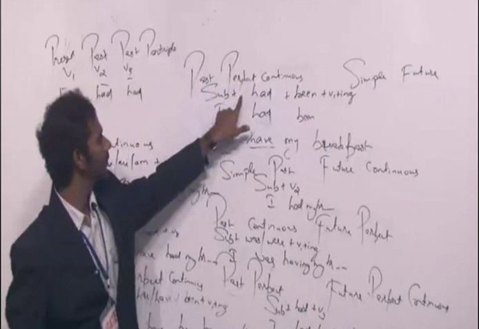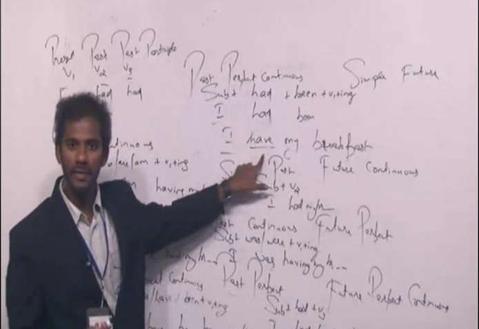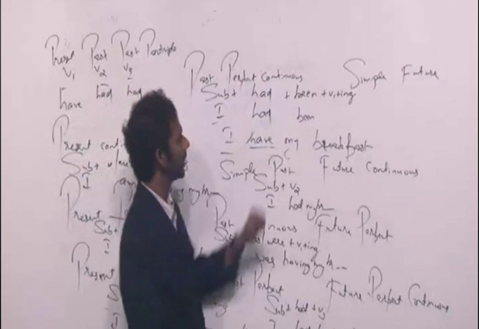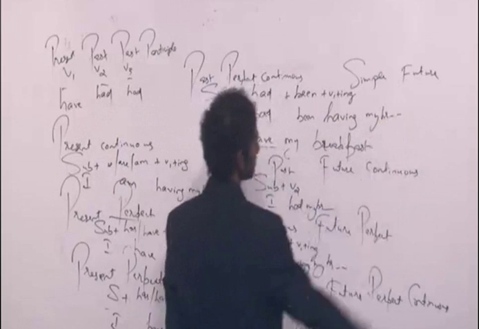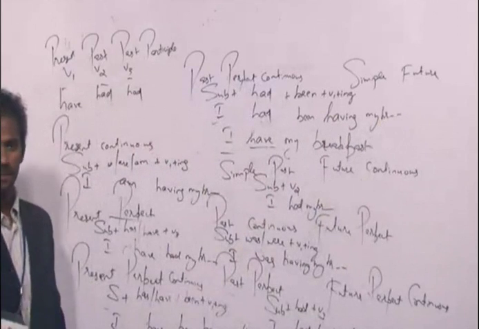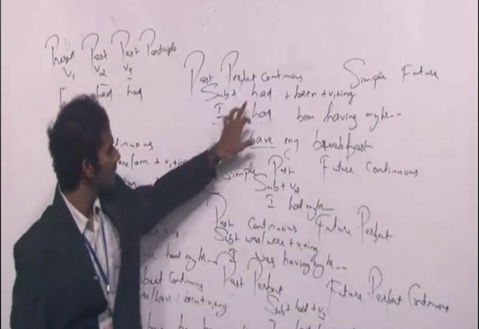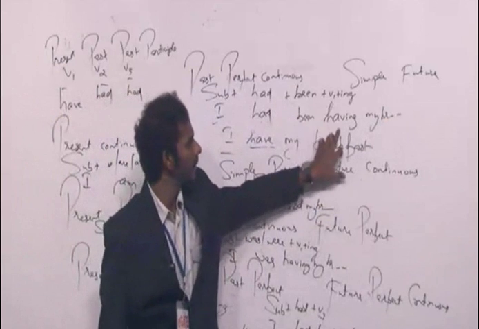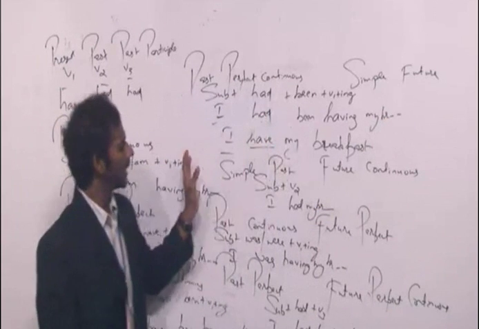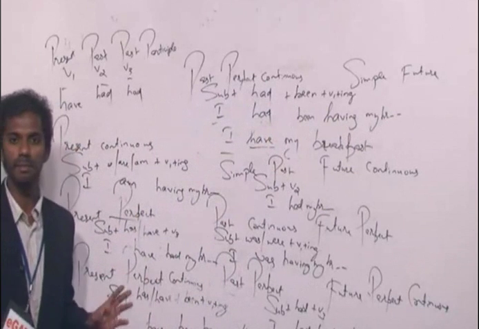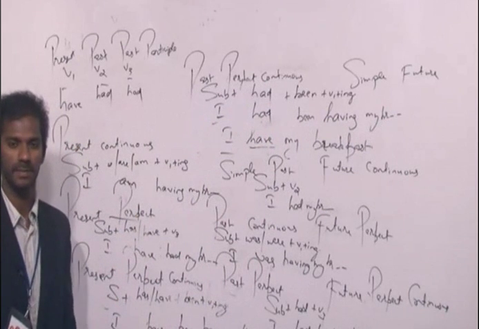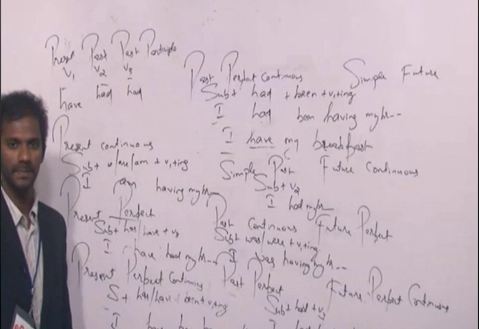The verb here is have and the ing form of have is having. So I had been having my breakfast. Subject plus had plus been plus V1 plus ing. I had been having my breakfast. So this is a rule of past perfect continuous. Got it? Fine.